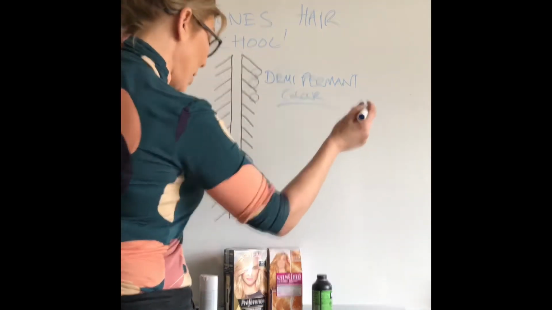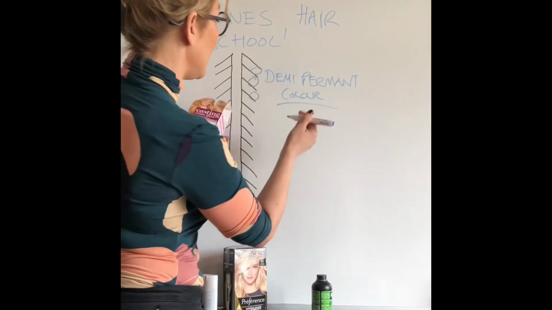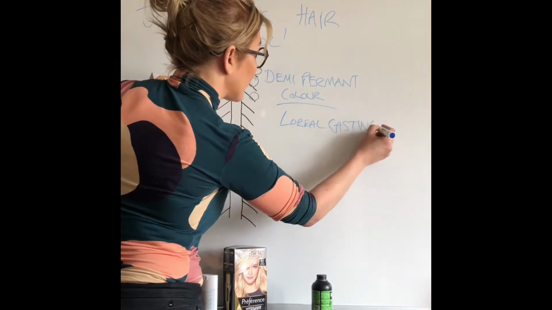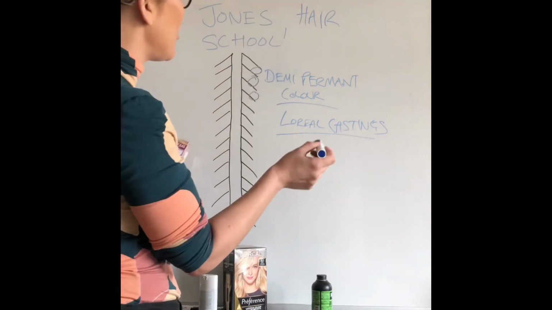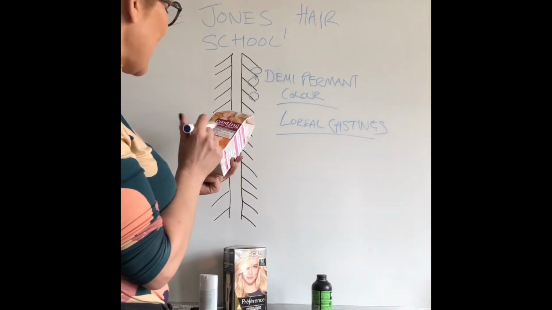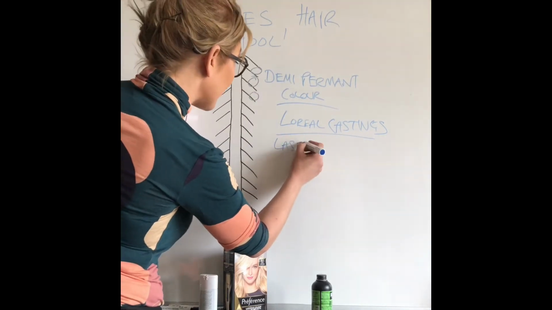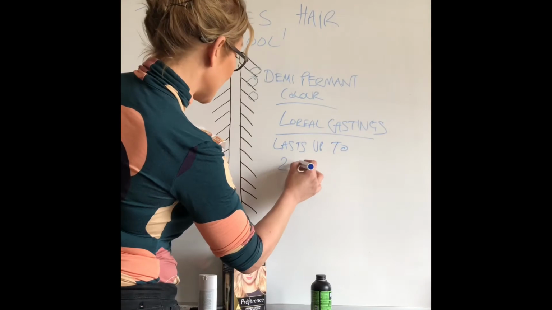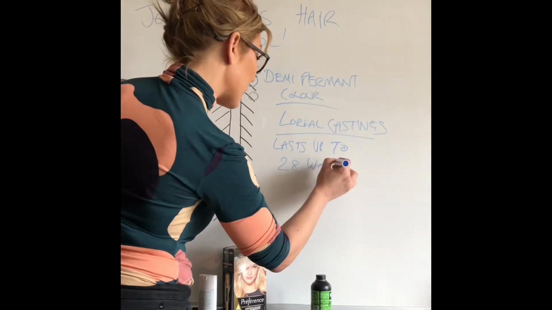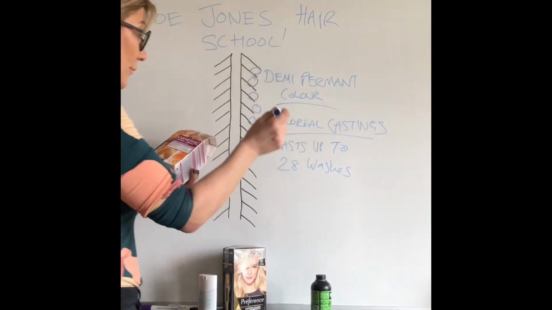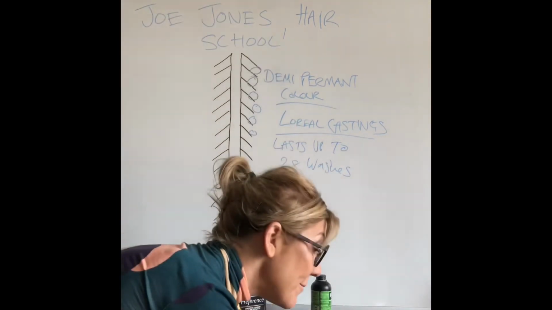Okay, so demi-permanent colours are L'Oreal castings. Anything that says it lasts up to 28 washes is a demi-permanent colour. So L'Oreal castings are demi-permanent colours.